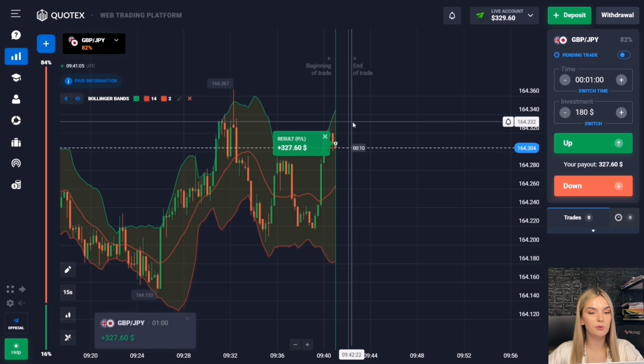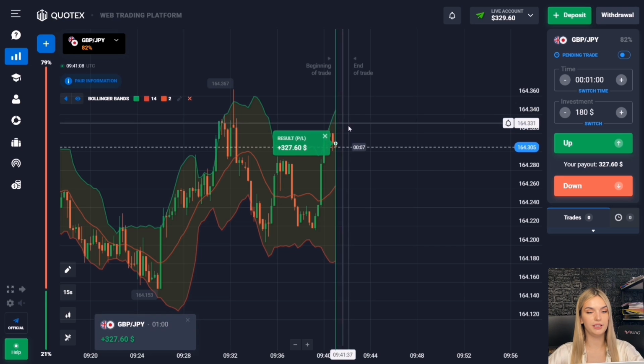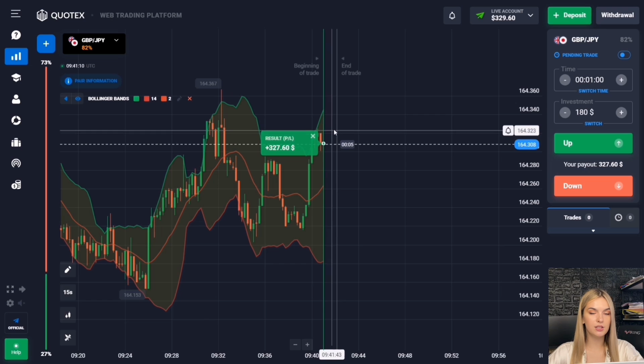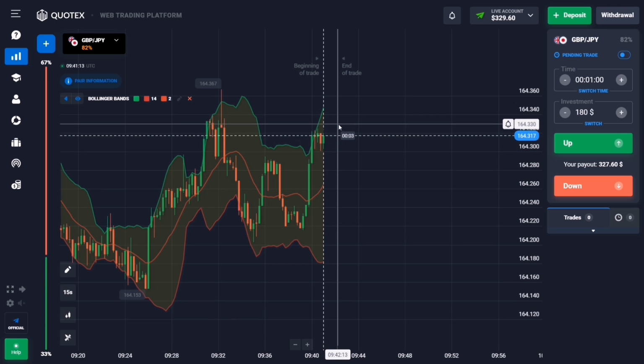That's not bad. Indeed, there was a slight pullback down and we are making a profit here. 1 minute was enough for us. Let's continue and consider the next market situation.